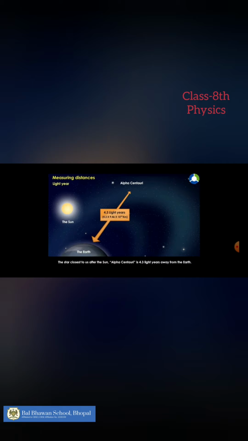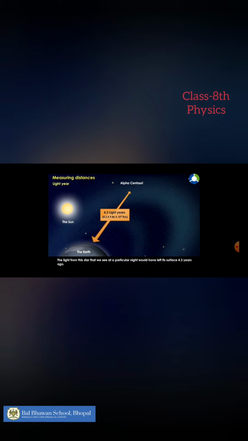Now, if the question is that the nearest star after the Sun from the Earth is Alpha Centauri, which is about 4.3 light years away, how many kilometers is it from the Earth? How can we convert? We will multiply 4.3 into 9.46 into 10 to the power 12 kilometers. The product of these numbers will give us the distance between the Earth and Alpha Centauri in kilometers. Okay, this is how we can convert light years into kilometers, by multiplying by this number. This you have to remember.